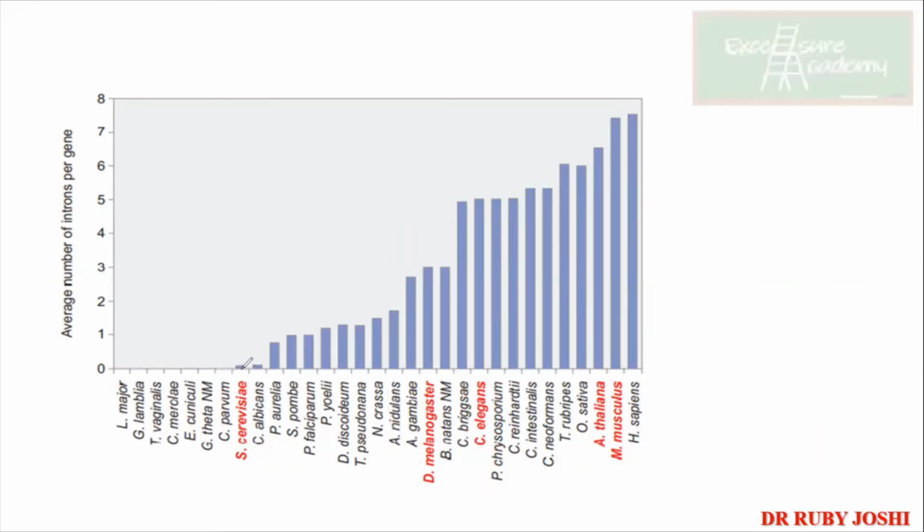Here, hardly any introns are present per gene. Once I go to Drosophila melanogaster, at least 3 are there per gene. Now C. elegans has around 4 to 5. Then Arabidopsis thaliana has around 6 to 7. And if I go to mouse, I have around 7, and in humans it becomes even more. So as the complexity of the organism increases, the number of introns per gene is also increasing. Is this figure clear? Yes. Very simple. Yes, ma'am.